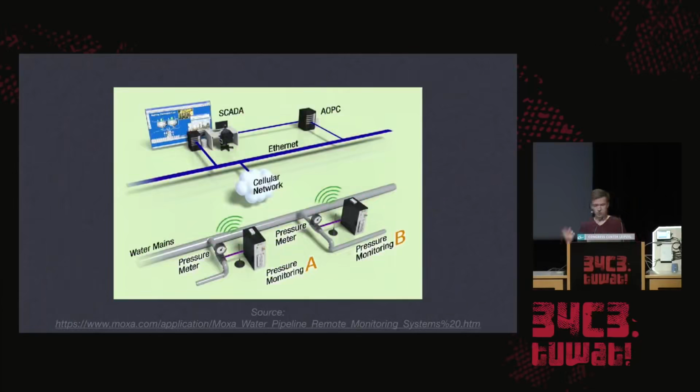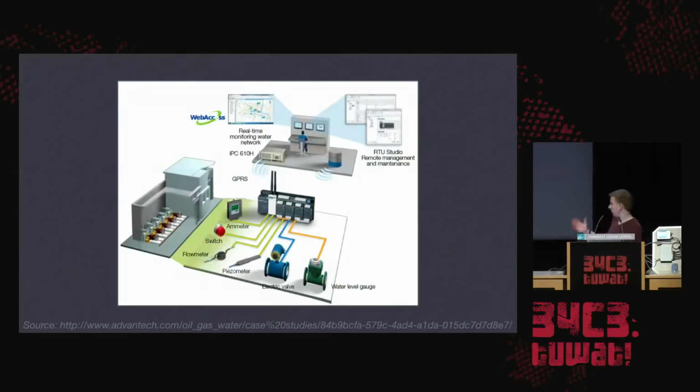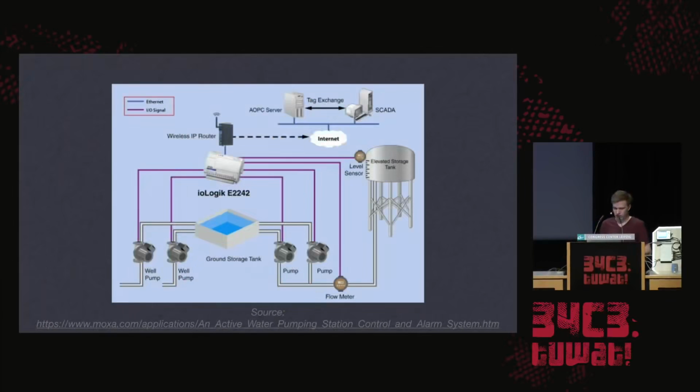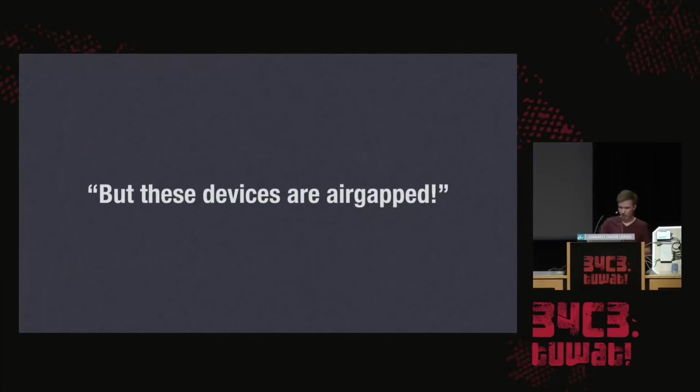Even the case studies show that in this case you would have a monitoring network that's connected via the cellular network to control the water mains and check the pressure. Or even worse, they recommend that you connect actors like valves and water level gauges over GPS, which we know is not a secure protocol to do anything that could be critical. Or you have stuff like water storage tanks that are controlled via Wi-Fi, or even public in the internet. So yeah, these devices are air-gapped? Nope.